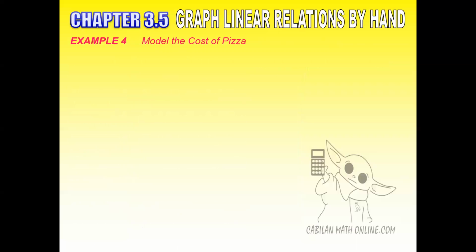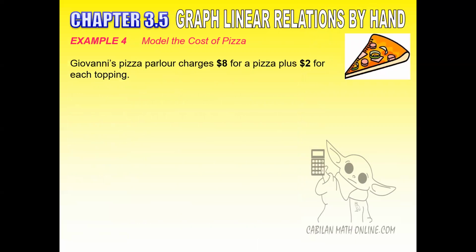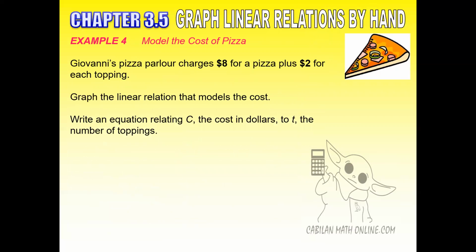All right, so for the grand finale for today, we're going to just look at a word problem here. And what we want to do here is deal with a pizza problem. So it says here, Giovanni's Pizza Parlor charges $8 for pizza plus $2 for each topping. So what we want to do here is just to graph that, okay, using what we just did in the previous examples. Okay, so what we want to do here is to first construct an equation based on this problem.